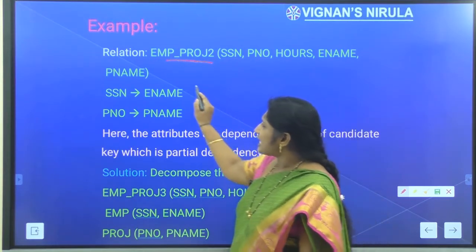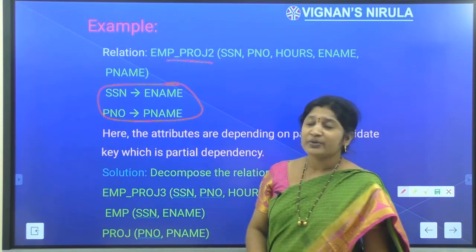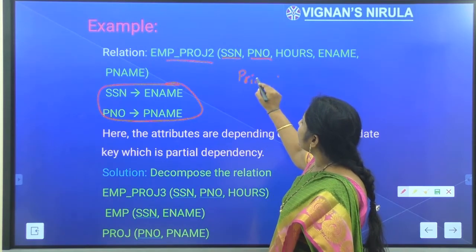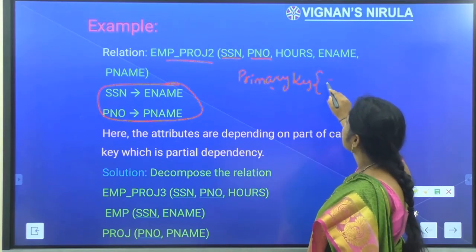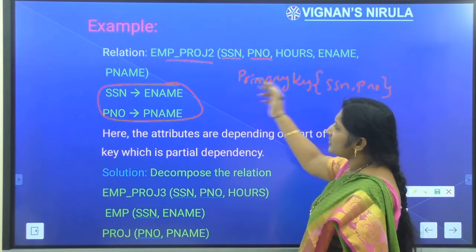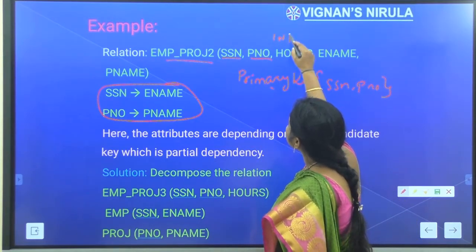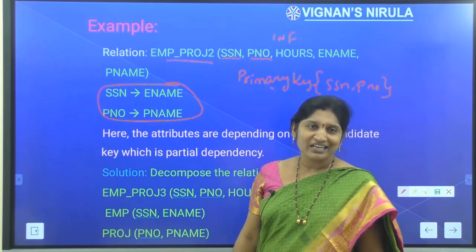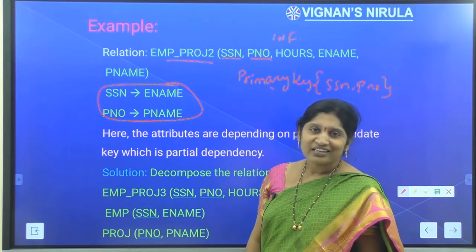So the given FDs are SSN implies E-name and P number implies P-name. What are the primary key attributes of the table? SSN, P number. Since all of these attributes are single, atomic attributes, the table is in 1NF. Now you should make sure that all the FDs are complete dependencies and that no partial dependencies exist among the FDs.